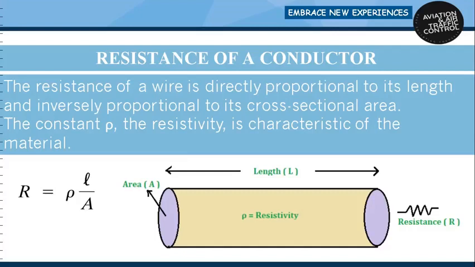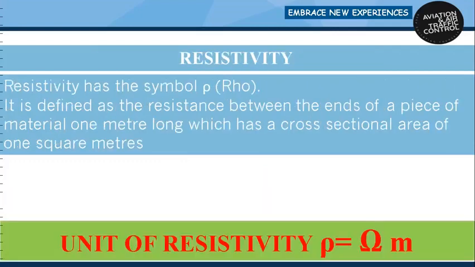And the constant rho is known as resistivity. It is the characteristic of the material. Resistivity has the symbol rho. It is defined as the resistance between the ends of a piece of material 1 meter long which has a cross-sectional area of 1 square meter. The unit of resistivity is ohm meter.